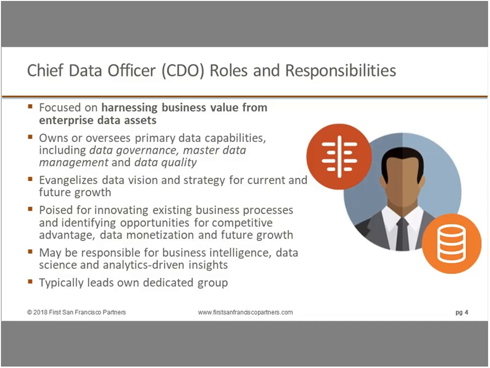Now, typically, it oversees data capabilities. If their role is to take the business strategy and translate it into a data strategy, then the question is, what are the data capabilities that we need within the organization in order to execute on that? Typically, these are called things like data governance, master data management, data quality. It could be standards around data integration, standards around data modeling. And it could also include sometimes business intelligence, data science, and other sorts of analytics-driven capabilities as well. So it can be quite a broad role, this chief data officer.